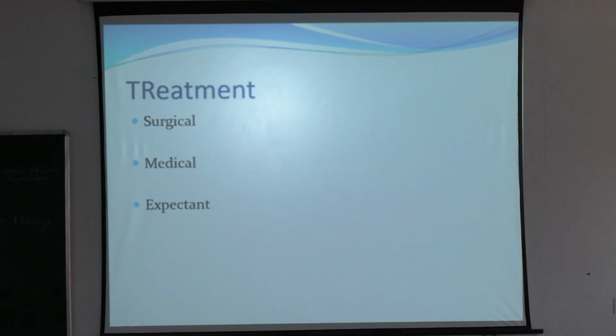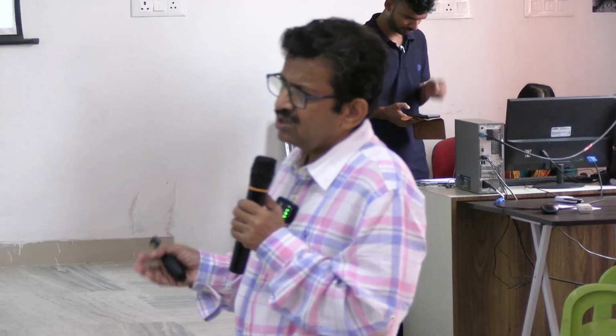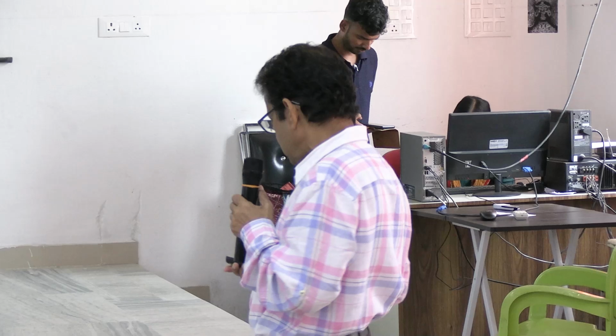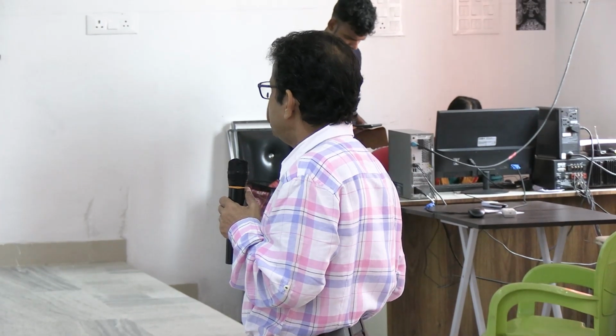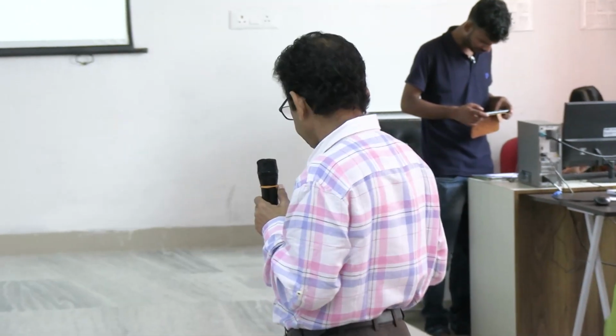So, treatment. After the investigations, you are able to reach a diagnosis of ectopic pregnancy, or if you are in doubt, you are planning laparoscopy for clearing the diagnosis. So what treatment could be done? It may be surgical, it may be medical, that means some drugs, or it may be just observation. Depending upon the picture and the complications, we can choose any of these three that you have to assess. That is our duty.